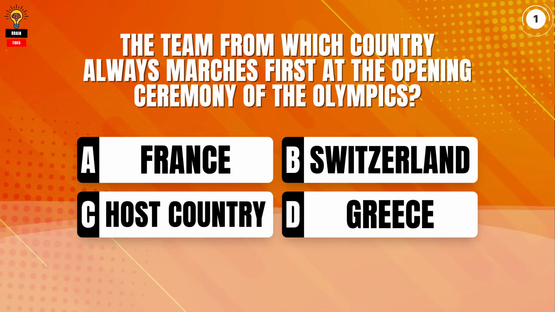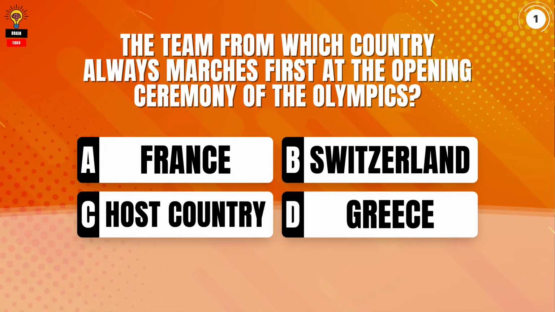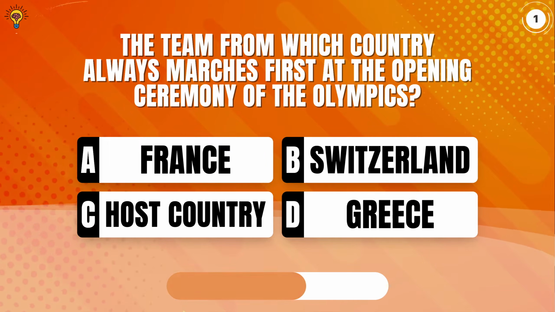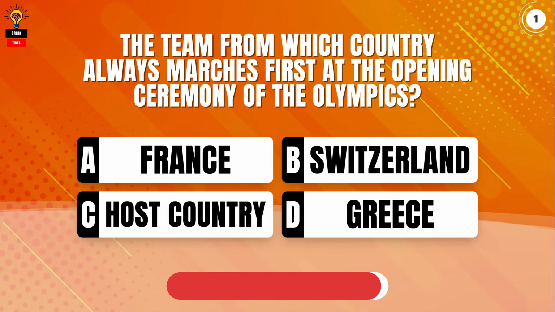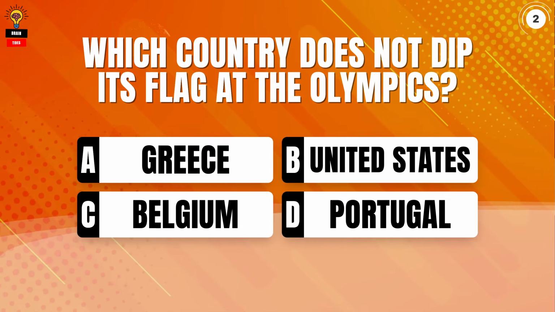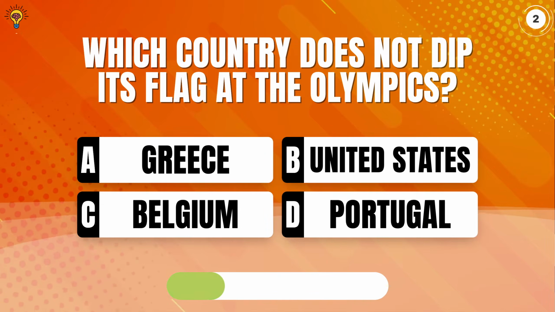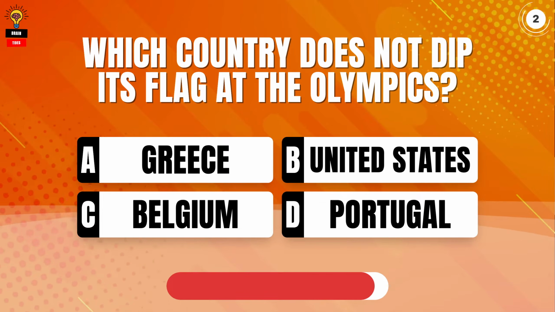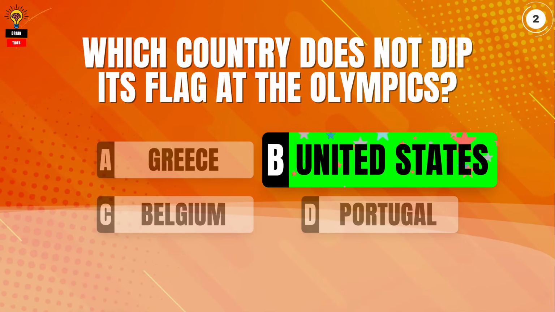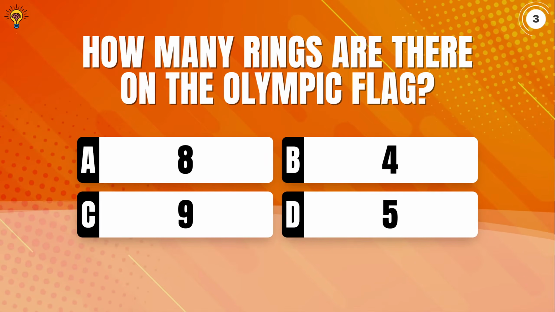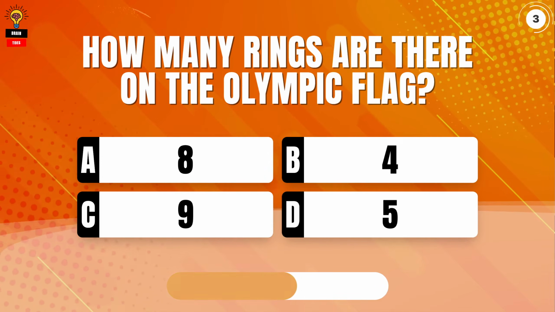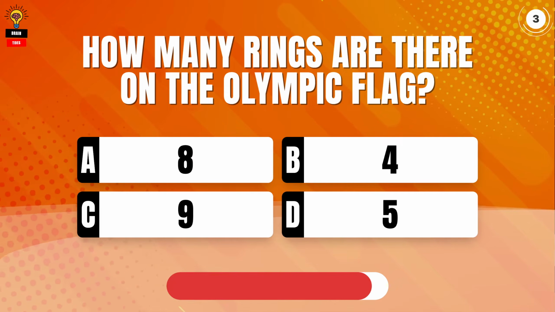The team from which country always marches first at the opening ceremony of the Olympics? Greece. Which country does not dip its flag at the Olympics? United States. How many rings are there on the Olympic flag? Five.